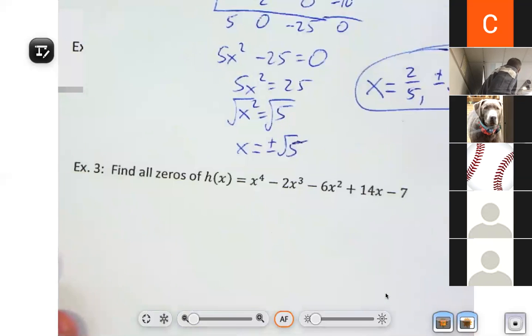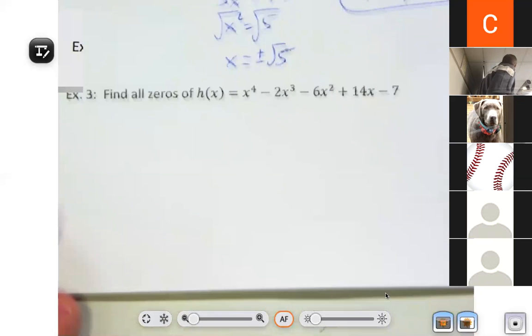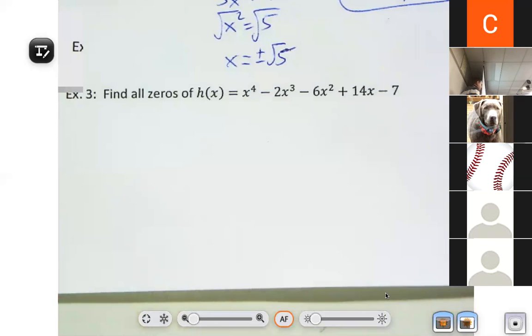I'm going to have you guys try the next one. Try example 3. It has its own little wrinkle. We'll see how far you get. You guys at home too.